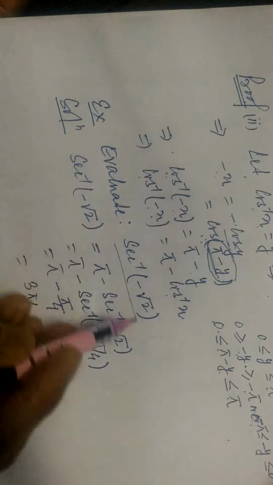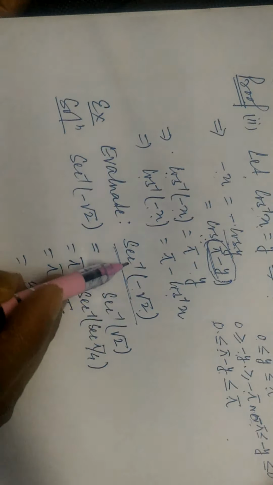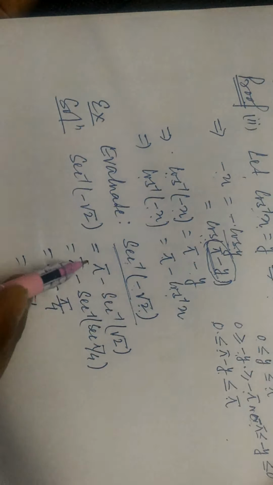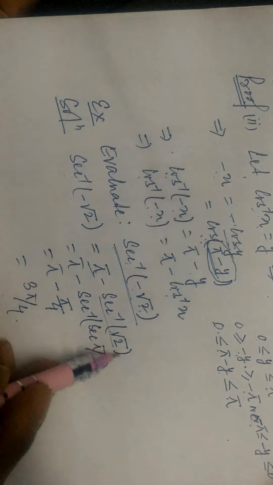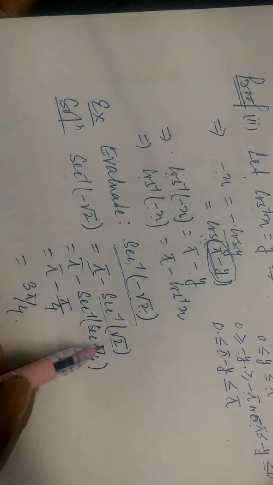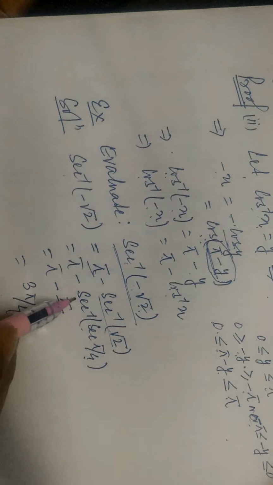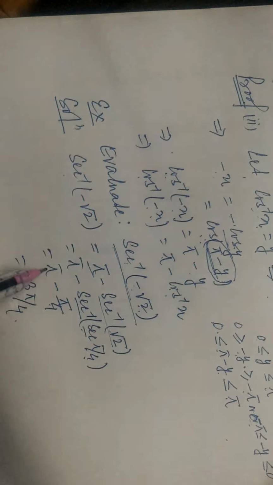Now we'll see one example. Evaluate this. So what we have got? Sec inverse of minus root 2. Sec inverse of minus x, so we know sec inverse of minus x is what? Pi minus sec inverse x. So this can be written in this form. Again, root 2, we will think of whose sec value is root 2. So we know it is sec pi by 4. So sec inverse sec pi by 4 can be written as pi by 4 because it is within the principal value branch. So we can write pi minus pi by 4. So it is 3 pi by 4.